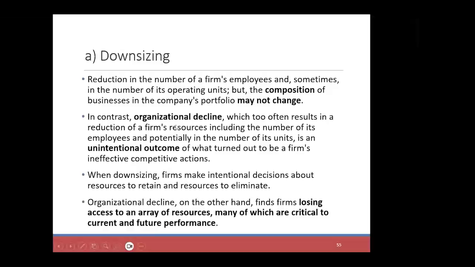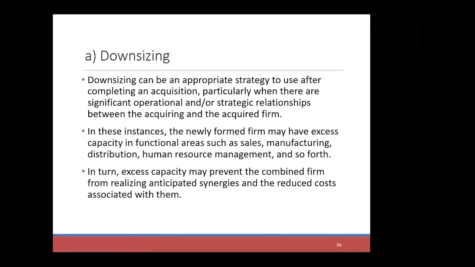Organizational decline is when you do that unintentionally, when you do not want to drop your employees or operating units, but you are forced to do that because you are not performing well. So that is organizational decline, while downsizing is more intentional, right? So downsizing can be an appropriate strategy if you can do the same task with fewer people or fewer units, if you have excess capacity, right?